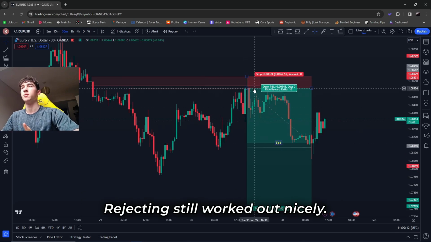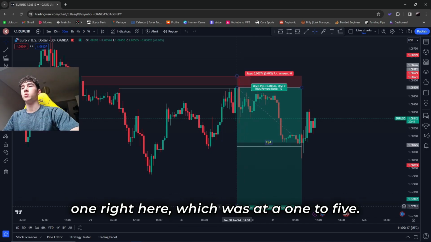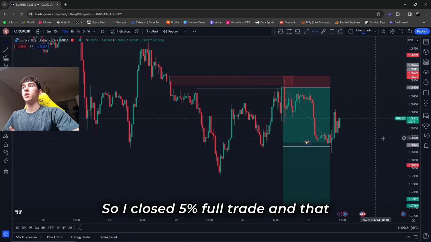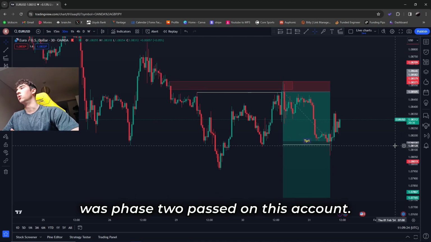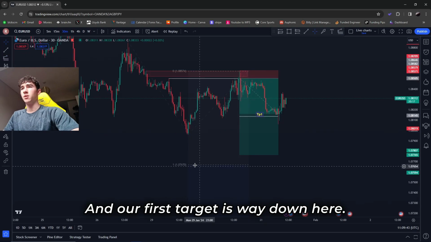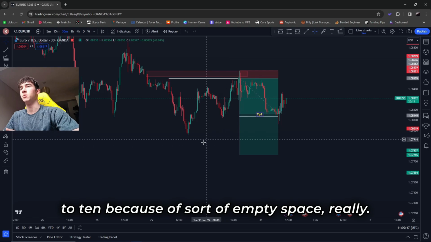Still worked out nicely. News respected our zone and we crashed down to TP1 right here, which was at a 1 to 5. So I closed 5% of the full trade, and that was phase 2 passed on this account. So for TP2, this is just using the Fibonacci trend tool, and our first target is way down here. I'm just going to cap it at a 1 to 10 because there's sort of empty space really.